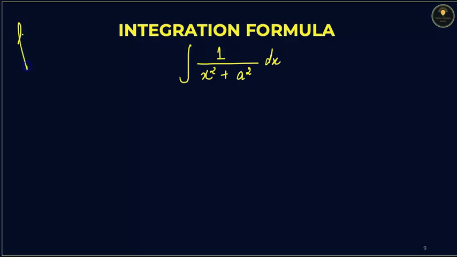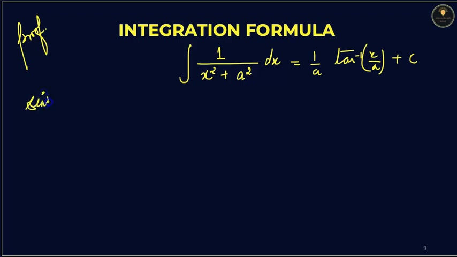So we will do the proof of this integral formula. Here we have to prove that the integration of 1 by x square plus a square dx can be written as 1 by a tan inverse x by a plus c. Now for this proof we have to understand three things.